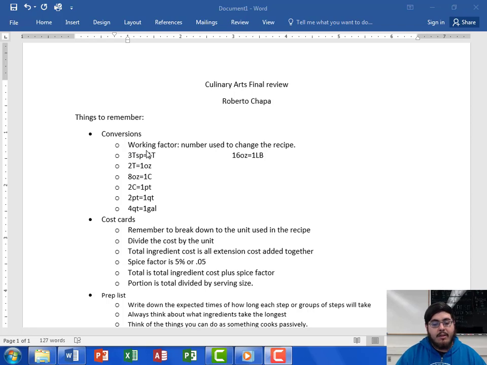Something to really help with breaking it down is memorizing the basic unit conversions. Those being, of course, 3 teaspoons is equal to 1 tablespoon, 2 tablespoons is equal to 1 ounce, 8 ounces is equal to 1 cup, 2 cups is equal to 1 pint, 2 pints is equal to 1 quart, and 4 quarts is equal to 1 gallon. Besides working with volume, you're also going to be working with weight, so it's a good idea to remember that 16 ounces is equal to 1 pound. These are the basic conversions you're going to be using to break down the recipe.